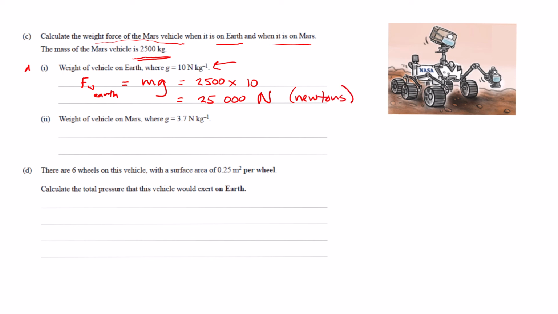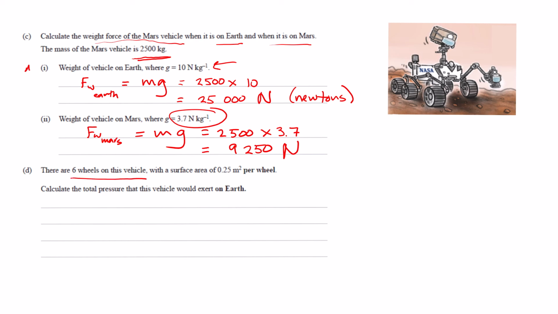And the weight of the vehicle on Mars, remember again, the formula for weight force is equal to mg. The mass is the same. Remember, mass is the amount of stuff, the amount of matter, the amount of material. So that's the same whether it's on Mars or Earth. So 2,500 times g, the strength of the gravitational field, times 3.7. So that's equal to 9,250. And again, it's a weight force, so the answer is going to be in newtons.